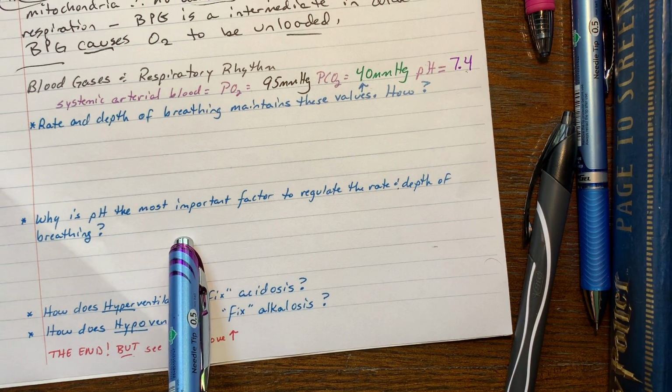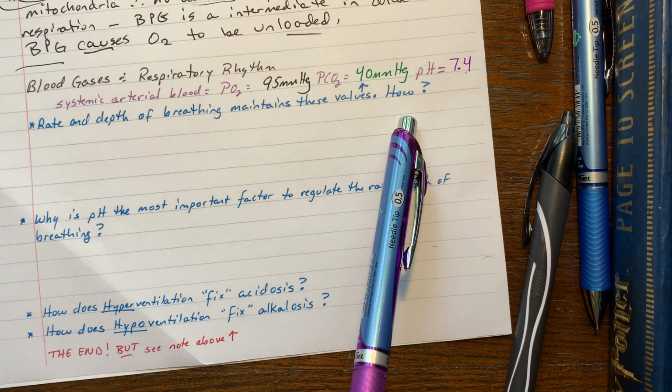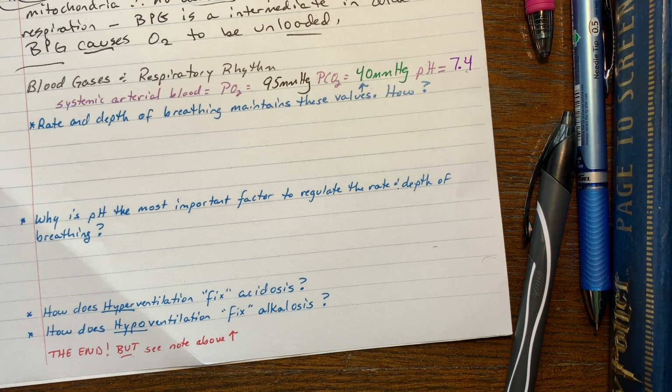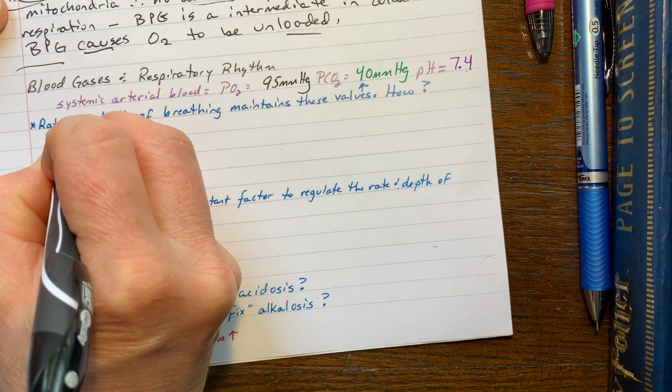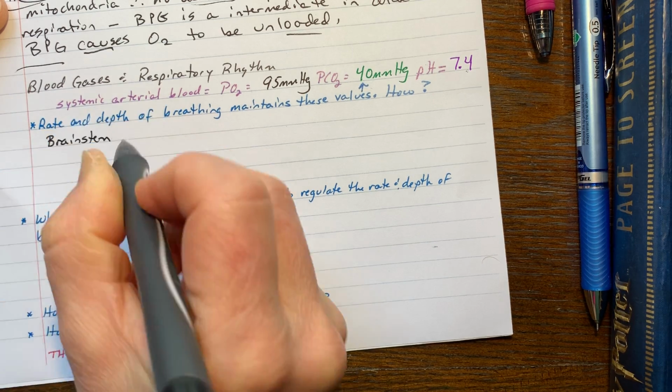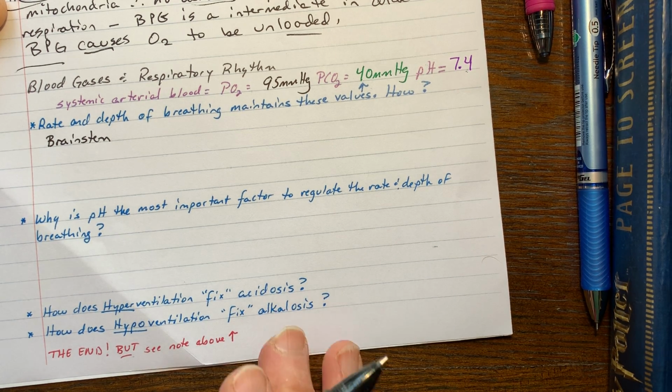For this first one, rate and depth of breathing maintains these values. How? Well, basically it's maintained because the brainstem receives stimuli from chemoreceptors that monitor. So how can we write this? Brainstem. Remember that the brainstem, the pons and the ventral respiratory group and the dorsal respiratory group, are the ones that maintain and balance your breathing rate.